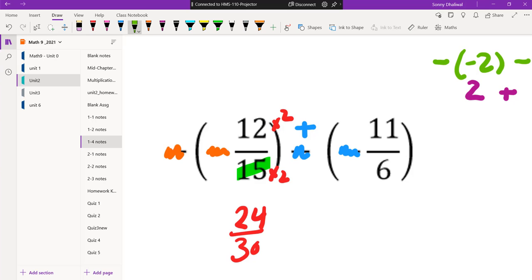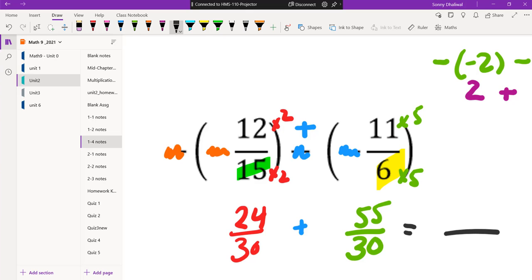And going to the other one, what do we need to multiply the second fraction by to turn it to 30? 6 times what? 5. Jack? 5. Thank you. So we multiply it by 5 and 5. So this becomes 30, and 11 times 5 is 55. And we carry that plus sign down. So overall, our denominator doesn't change when we're adding and subtracting. What is our numerator? Phoenix? 79. 24 plus 55 is 79.